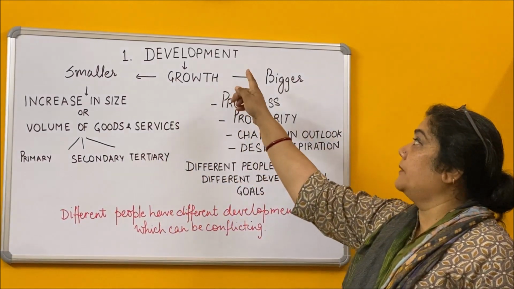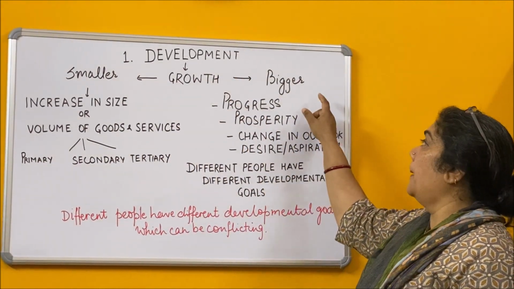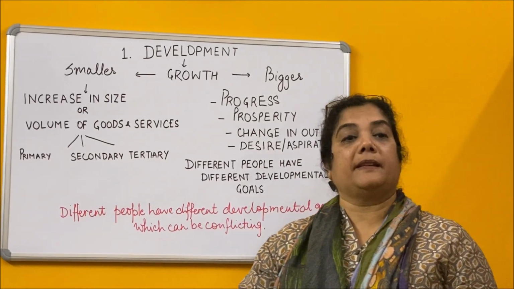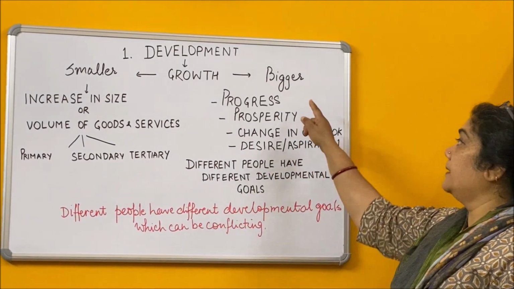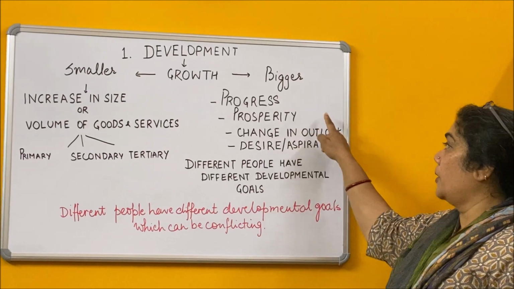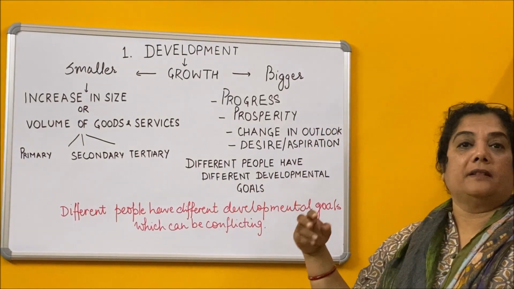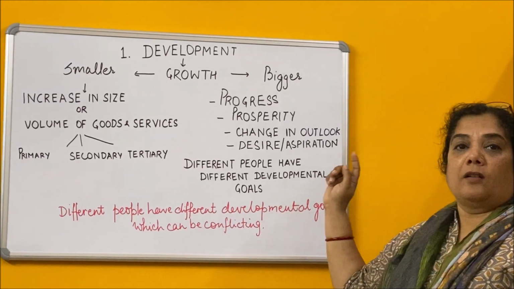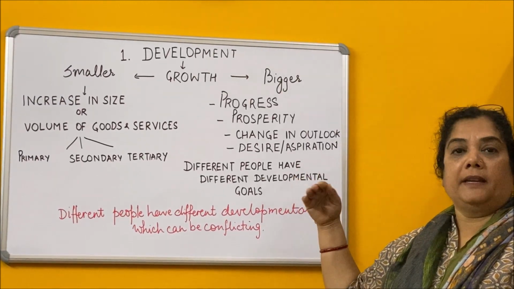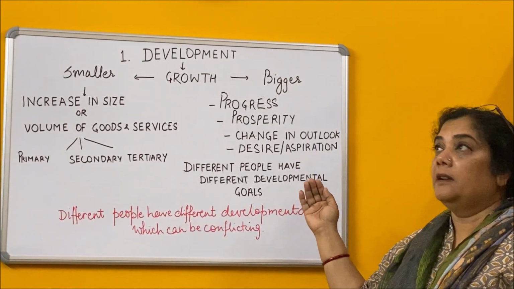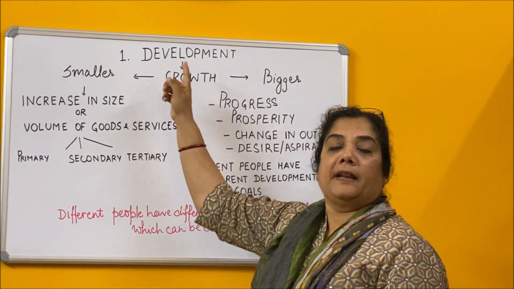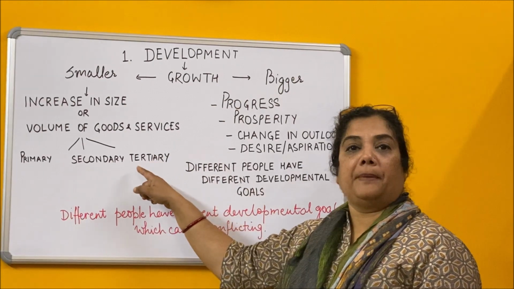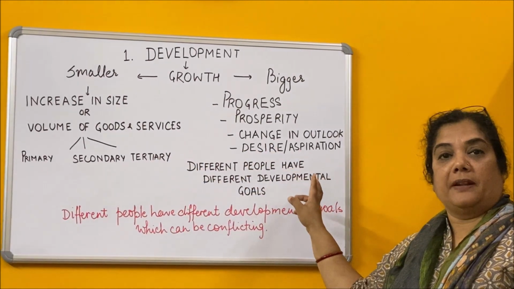Now, getting back to development, which is a bigger concept. When we say that development has taken place, that means there has been progress, prosperity or change in the outlook. Now, change in the outlook means that socially there has been a social development. So, development encompasses two things. One is economic development and the other is social development.